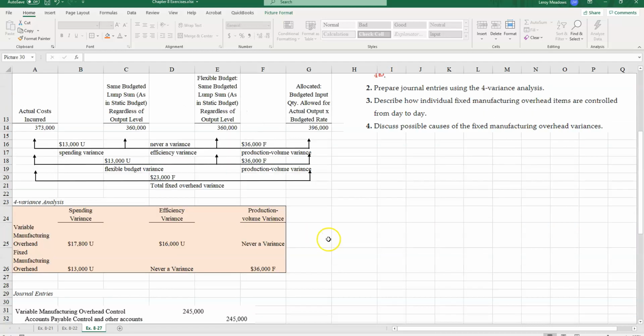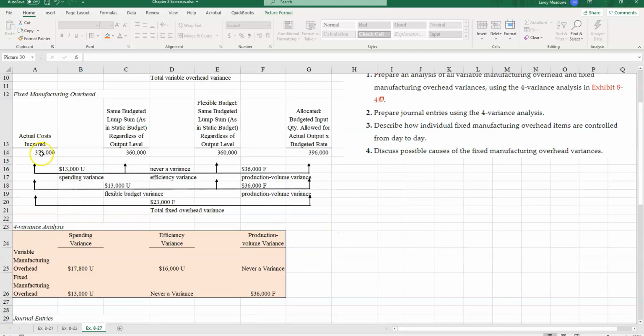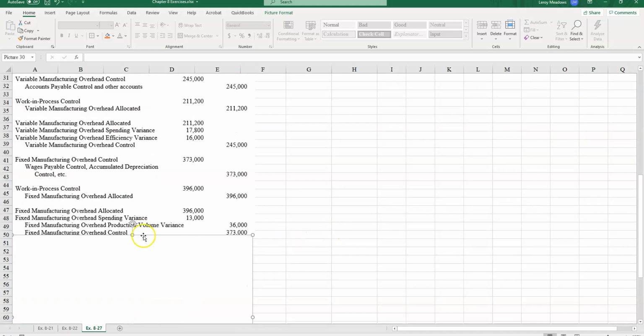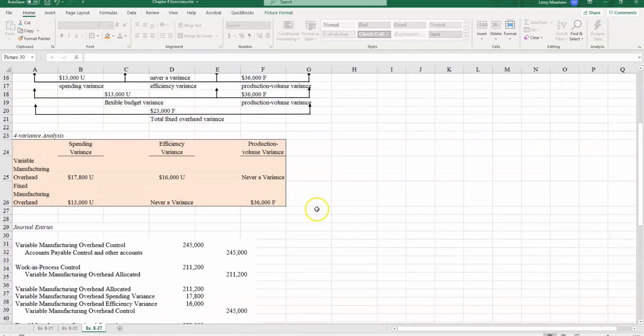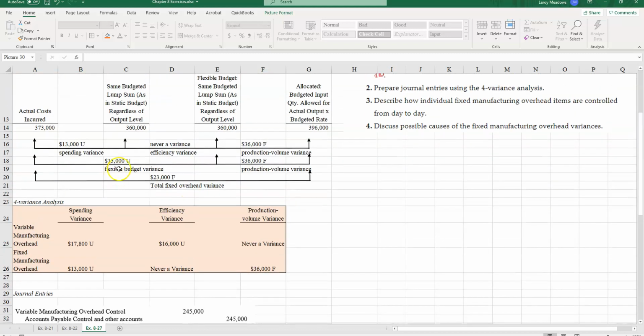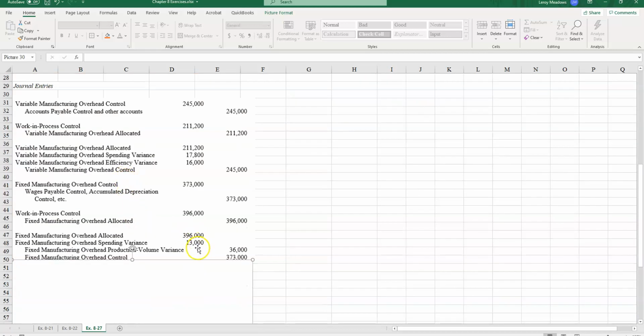Fixed manufacturing overhead control, $373,000, my actual costs incurred. And then close out my variances here. And remember, unfavorable variances have what type? Is it a debit or credit entry? Well, that $13,000 is a debit entry. Unfavorable variances have a debit entry. Favorable variances have a credit entry. So even if you're not sure which side the variances should go under, whether it's a debit or credit, just remember that unfavorable gets debited and favorable gets credited.